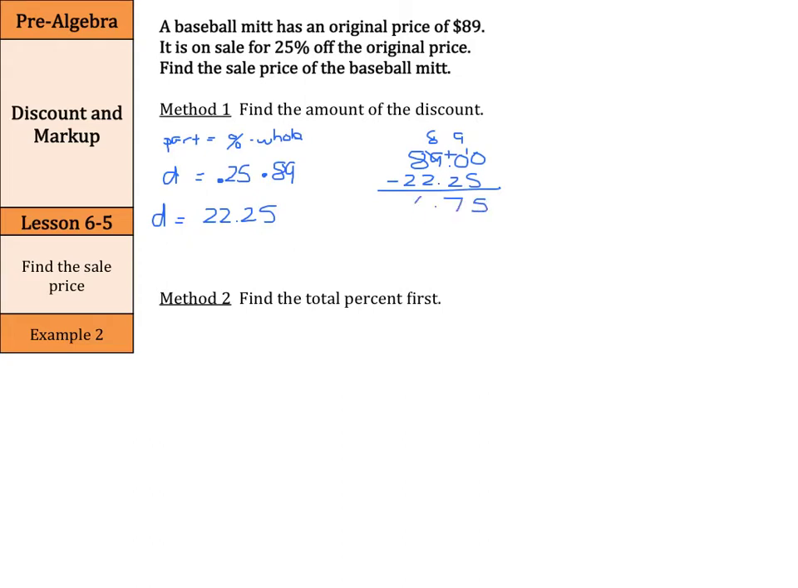Who needs a calculator? Our answer is $66.75. Now, just like in the first example, we do have a second method where we can find the total percent first. In the first example, we added, since we were dealing with markup, but here we're dealing with a discount. So our original price of $89 represents 100% of the cost.